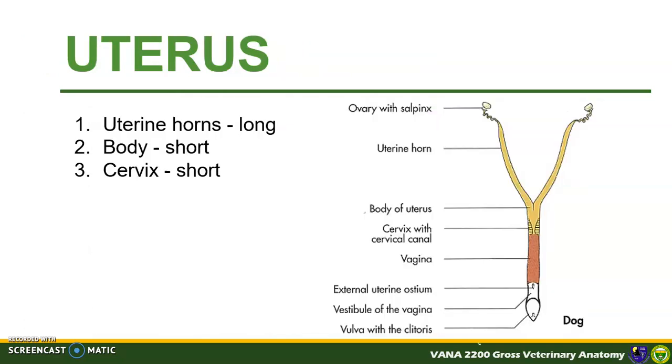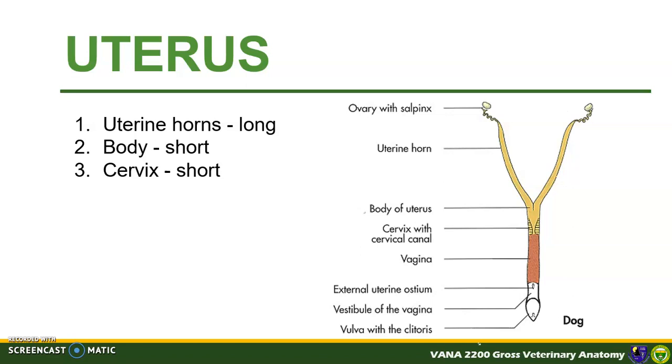Next, we move to the uterus. The uterus is a highly expandable tubular organ where the embryo or the fetus develops. The uterus of domestic mammals consists of uterine horns, a uterine body, and a cervix or the neck of the uterus. In the case of dog, they have a long uterine horn, short uterine body, and short cervix as depicted in this slide.